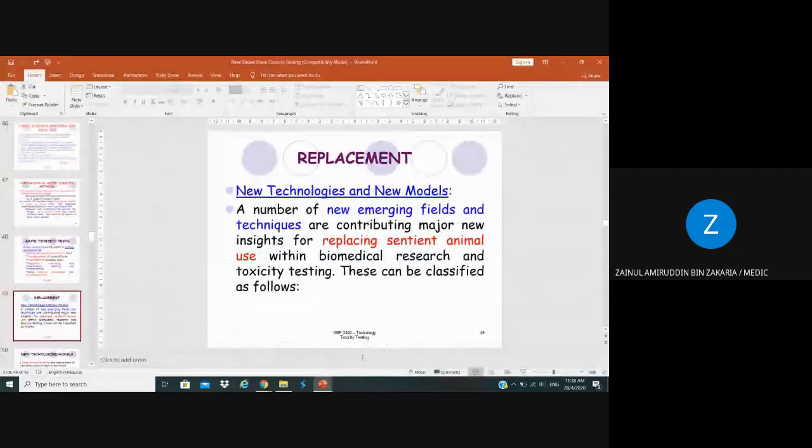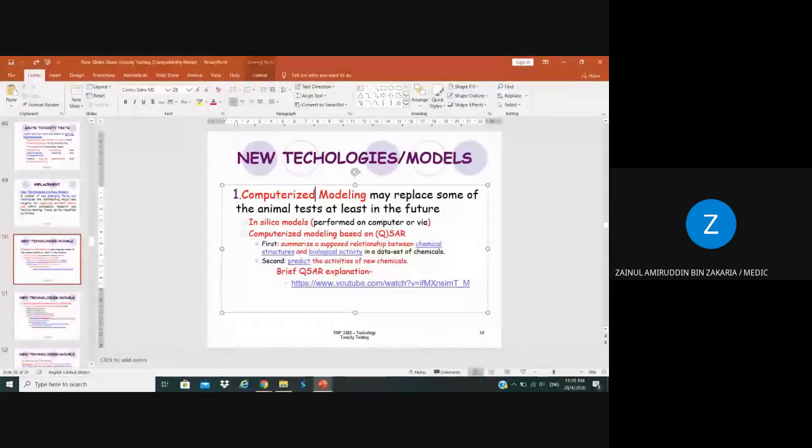Replacement, as you know, the third R. What are those replacement using computerized model? It may replace some animal testing. Like that one I showed you, you use a computerized model, you can decide whether that compound is toxic or not. If the software suggests it is not toxic, then you don't need to do toxicity testing for that compound. Those that are suggested to be toxic, then only you test it.